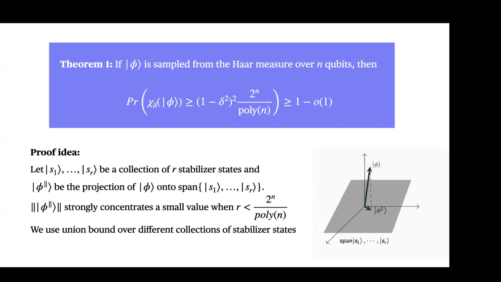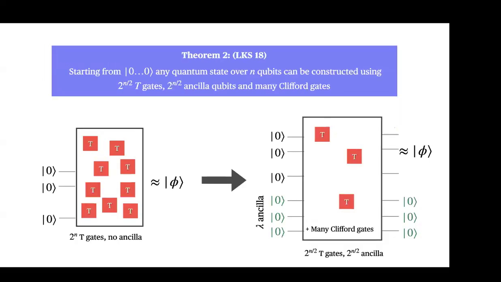So the proof idea is that if you take any combination of R stabilizer states, where R is less than 2 to the n divided by some polynomial, then you can use concentration of measure to show that the overlaps are concentrated on small values. Then we use a union bound over all possible ways you can select these vectors.